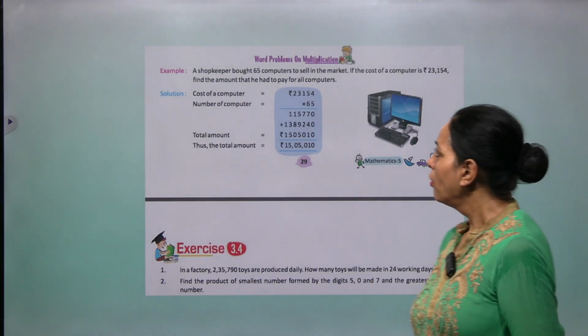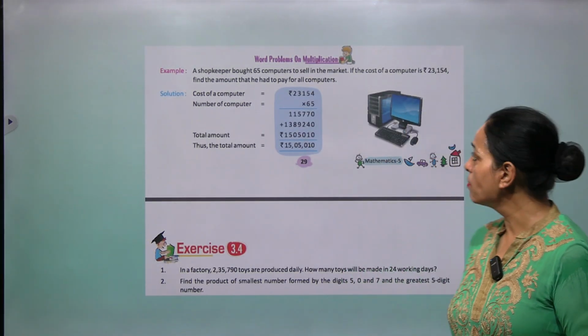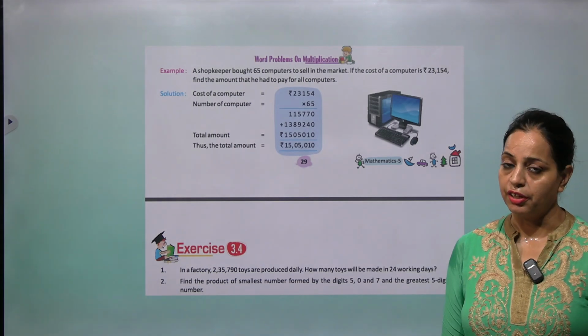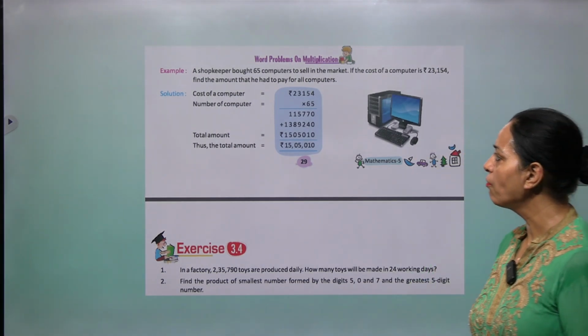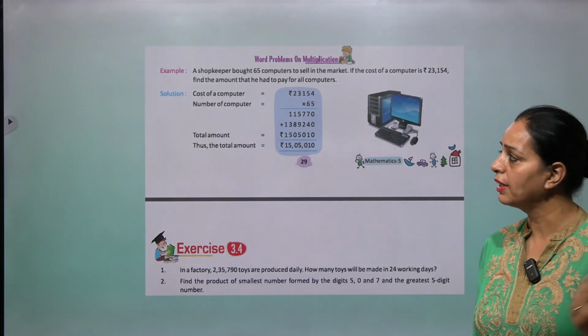So now we are talking about word problems on multiplication. So example here, the shopkeeper bought 65 computers to sell in the market.